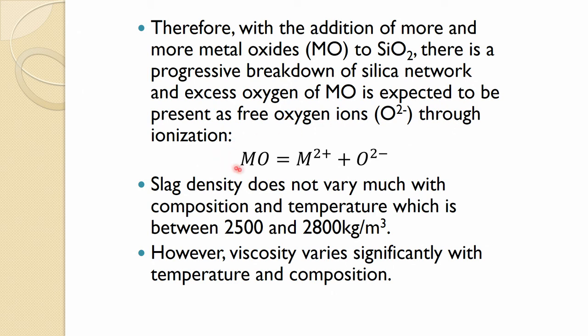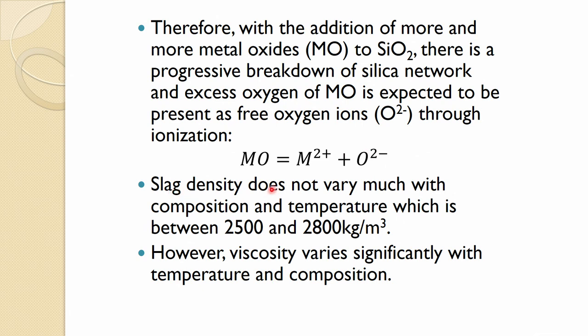Through ionization, MO equals M2+ plus O2-. This is in ionic form, and this is the equation we used in defining the sulphide capacity. In fact, in steel making also, in a similar way you can write the equation for the phosphate capacity, which we have not discussed here, because dephosphorization takes place more in the steel making operation. So, you again represent it in ionic form.